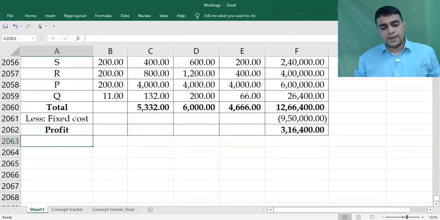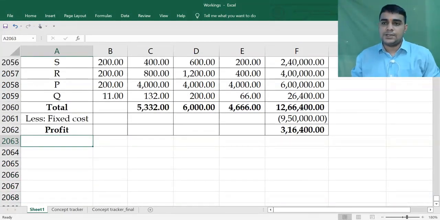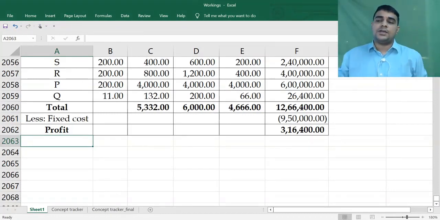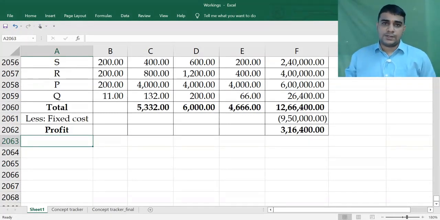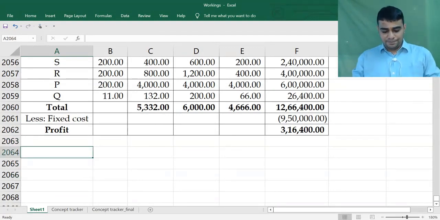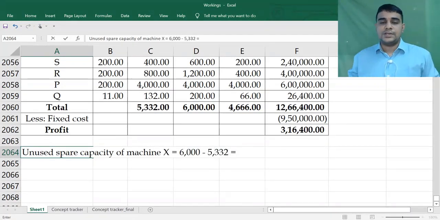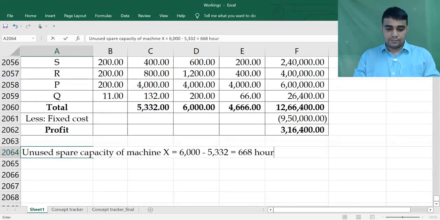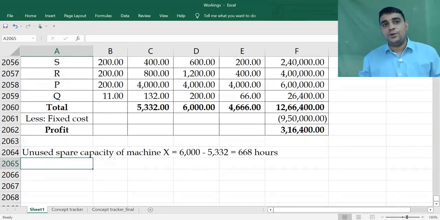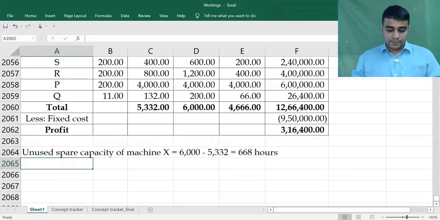Same as marginal costing, just that there are few changes. This problem under marginal costing approach will take away a lot of time because you will have to do it under simplex method. And finally, unused spare capacity of machine X: 6000 minus 5332. What is utilized is 5332. They wanted the spare capacity. We are wasting this capacity because I don't have machine Y. Unless I have machine Y, I cannot use this capacity.